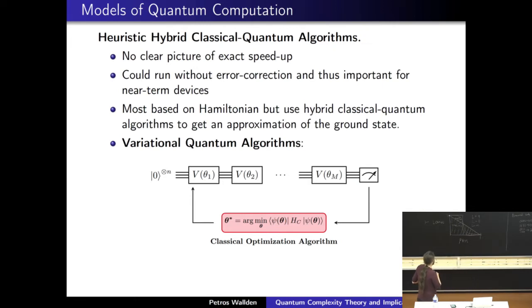And most of these algorithms are, again, based on this Hamiltonian approach. So you turn your problem to the ground state of a Hamiltonian. That's again the step one of your protocol.